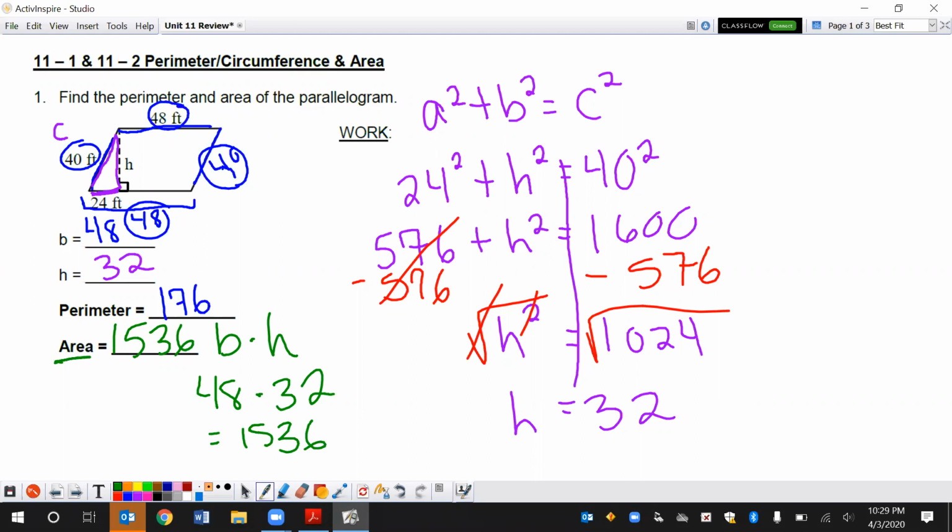All right, so the second problem that I want to do with you is number 2.